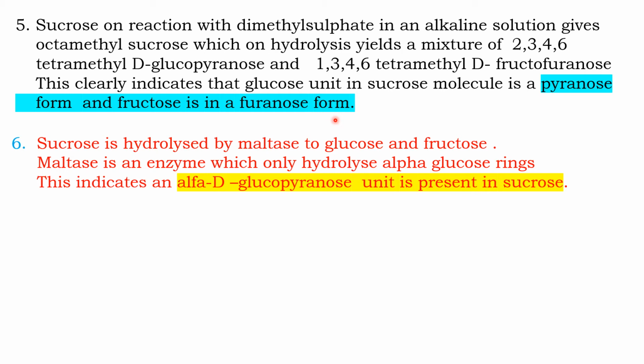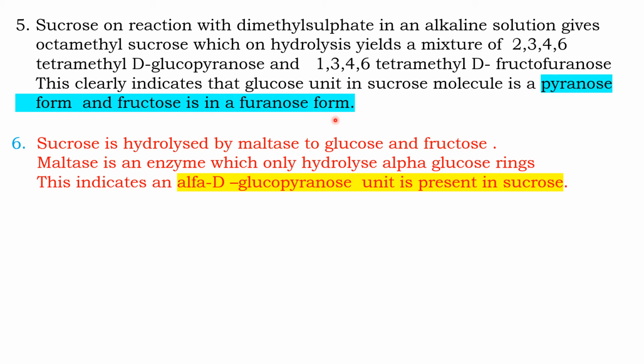in the sucrose molecule, glucose is in the pyranose form. So we have to confirm whether it is alpha pyranose or beta pyranose. And we have seen that fructose is in the furanose form. So now we have to confirm whether it is alpha or beta furanose. Got the point? So we have confirmed sucrose is made up of pyranose of glucose and furanose of fructose.